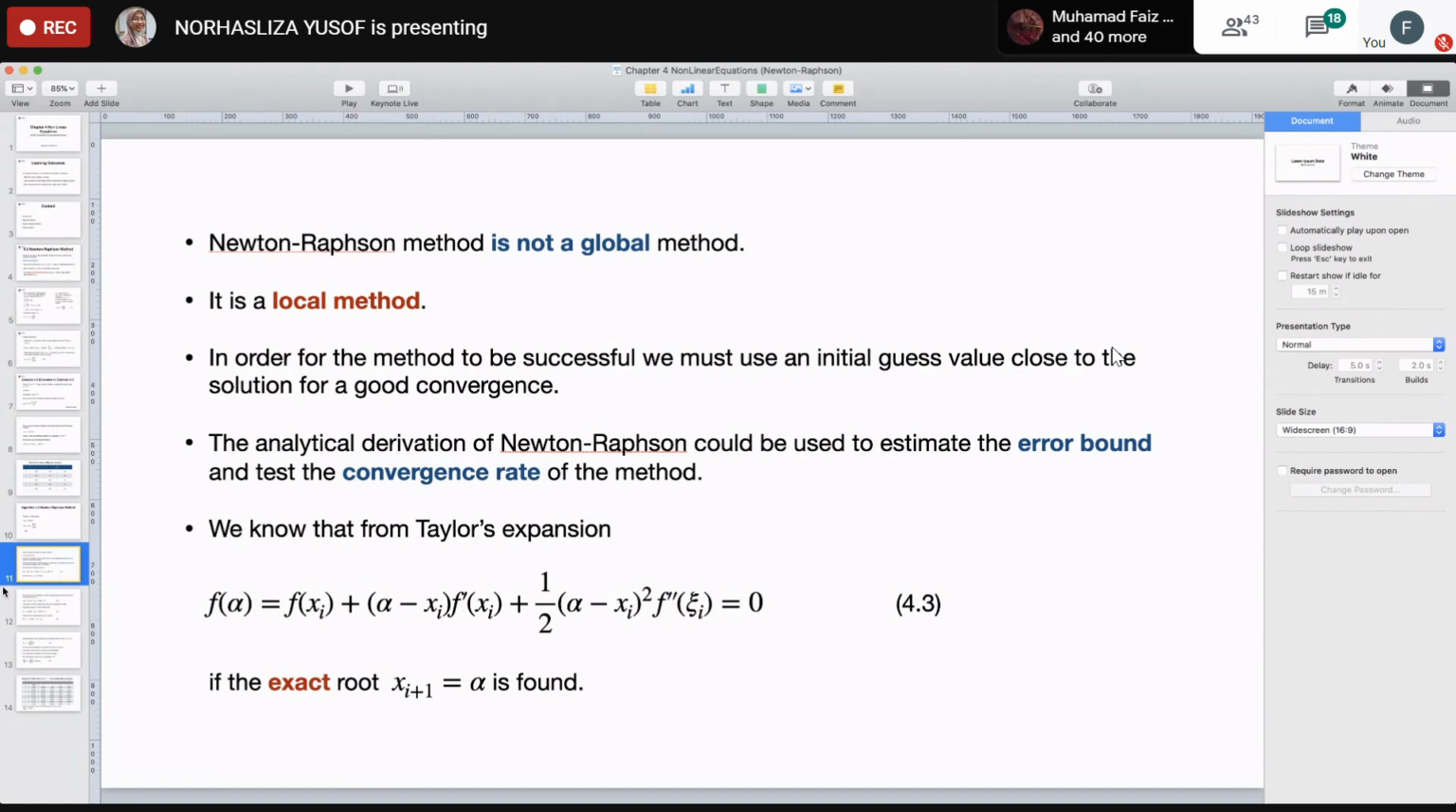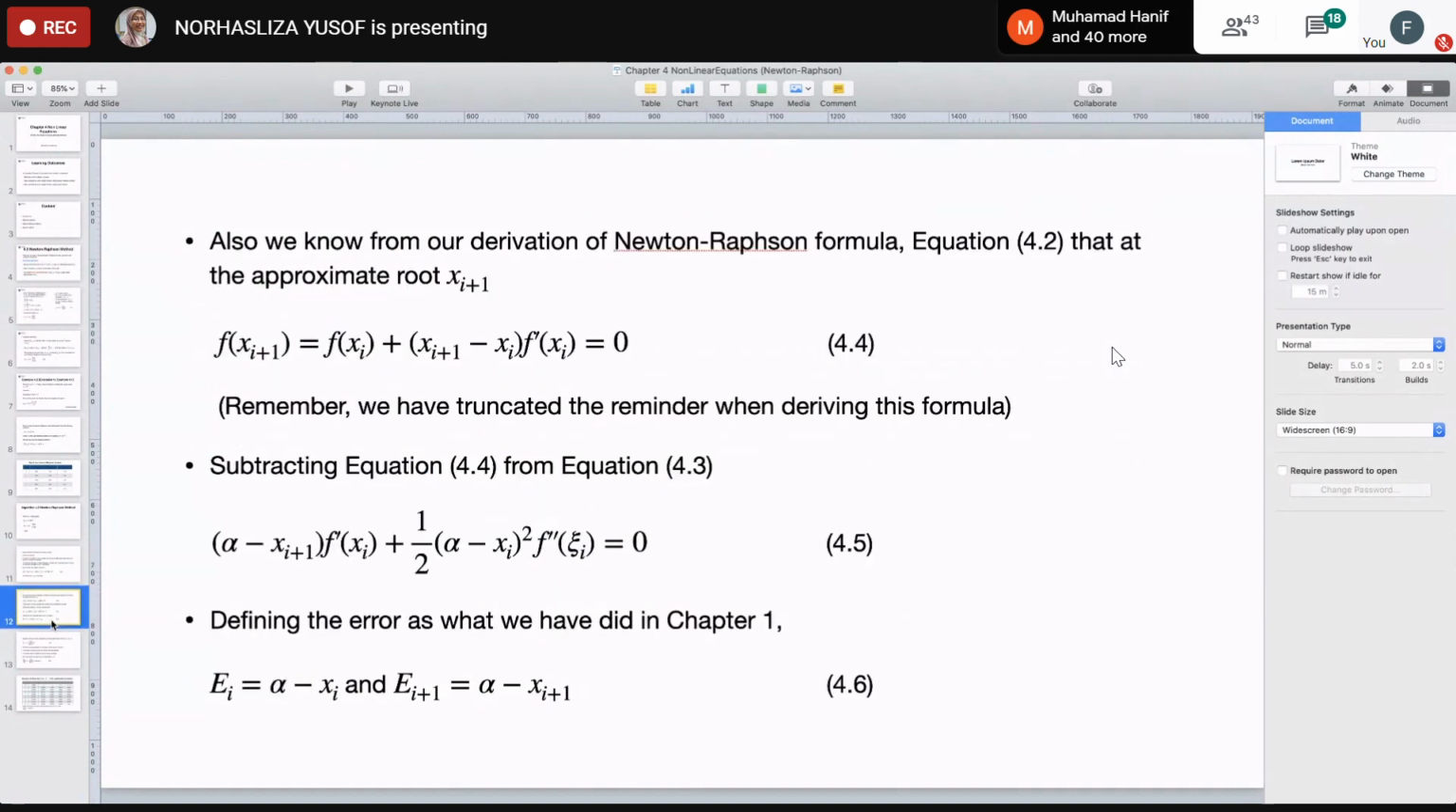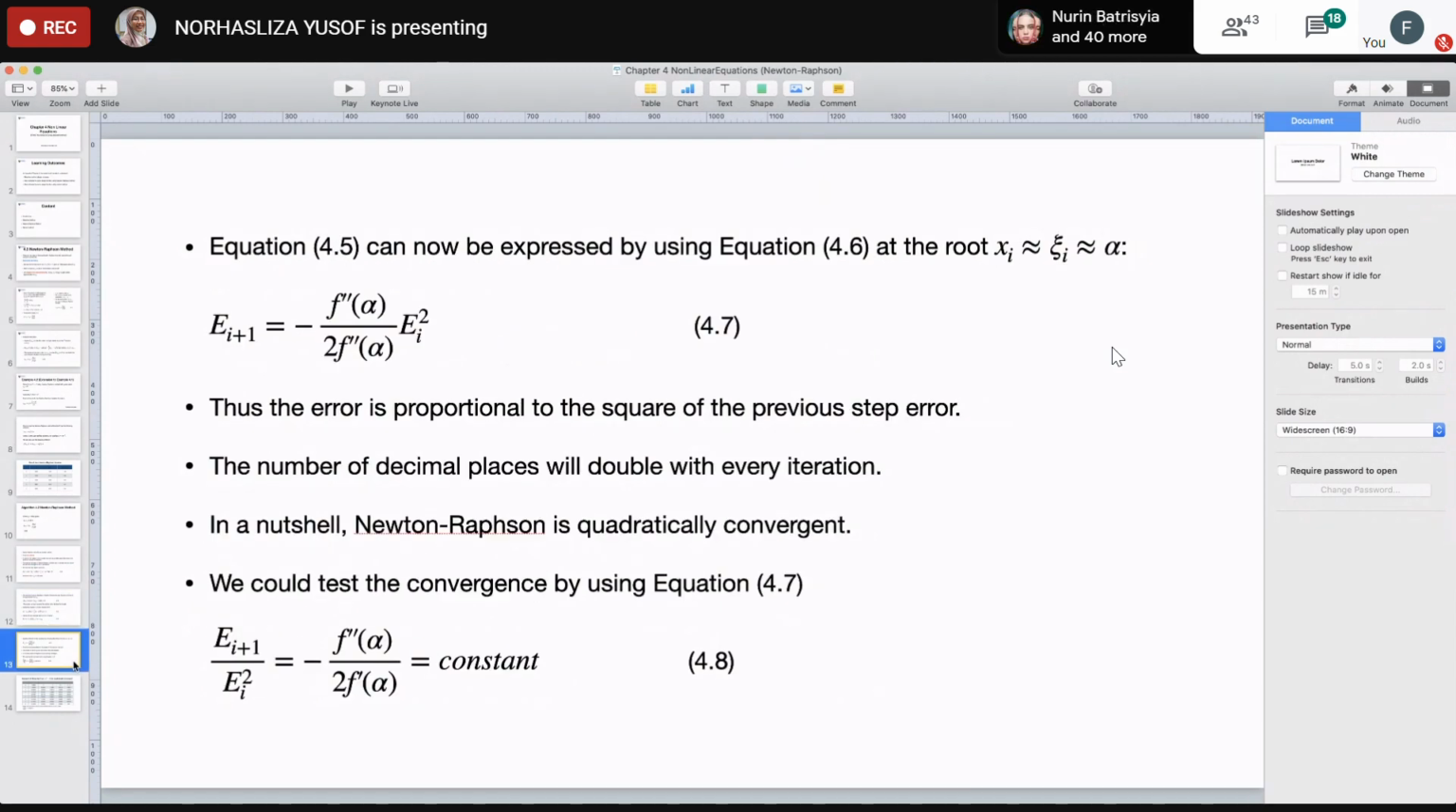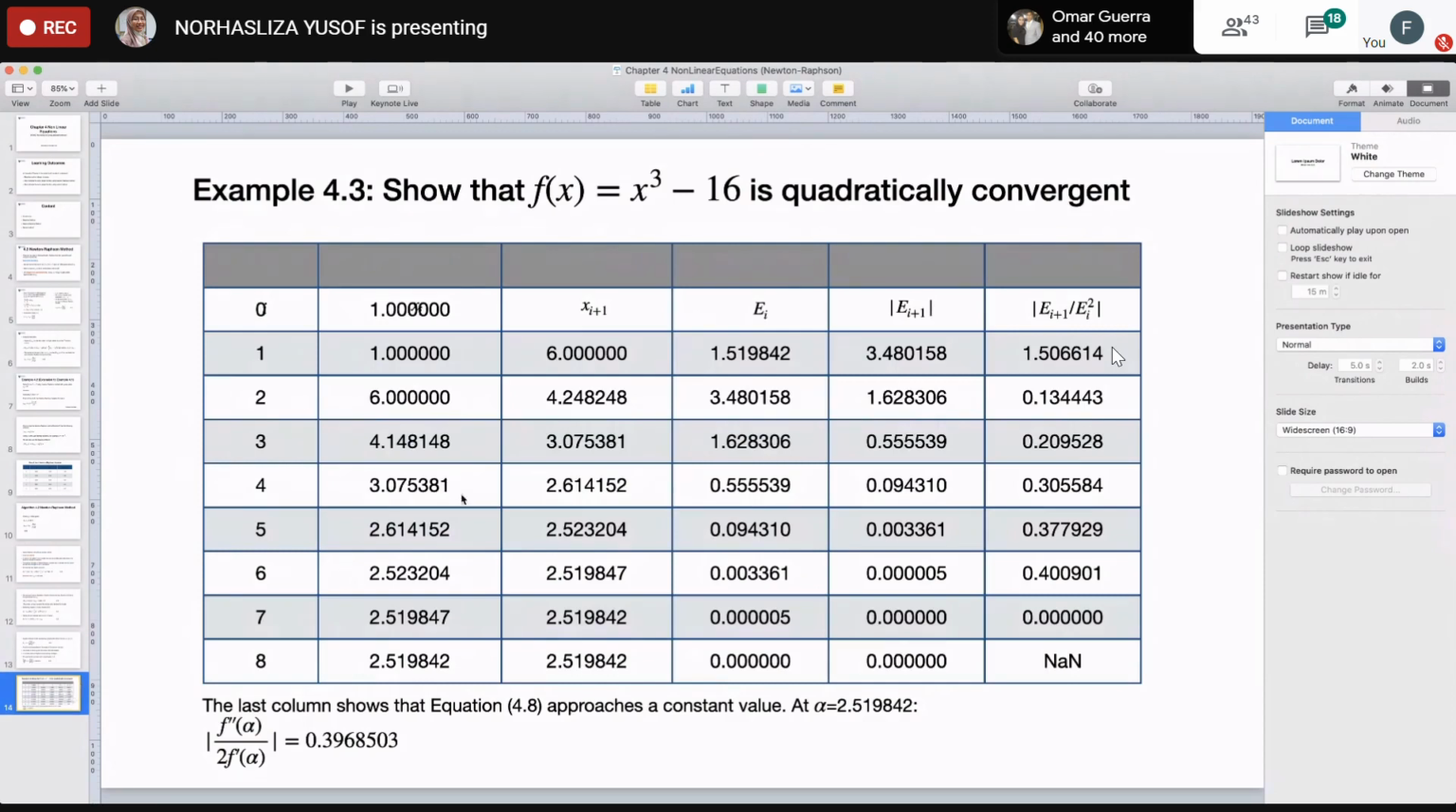With X naught, you can also calculate your error bound. The good thing is how to get the error bound, which is the second part here, and from there you can test this. This is your root, your formulation, and from there you get your truncation error, and you can redefine it to equation 4.6, right? So we check whether our error bound is quadratic convergence. When it's quadratic, at the end it is just represented by a constant.